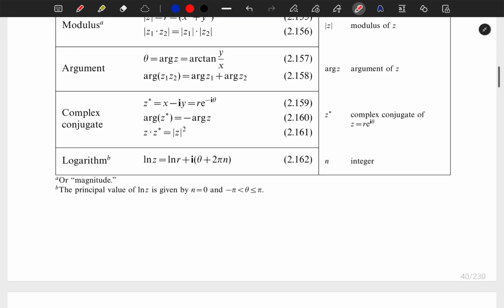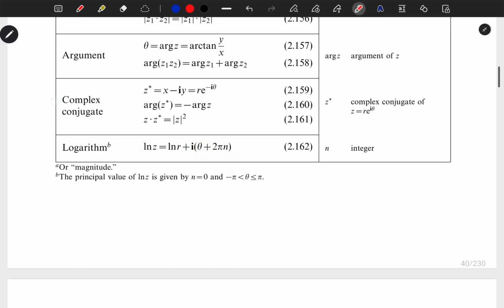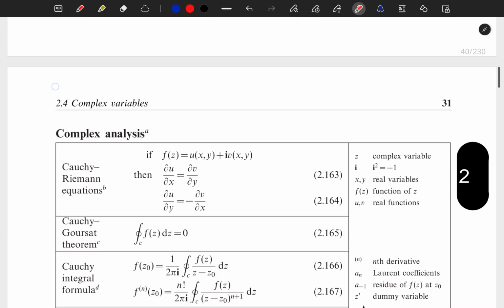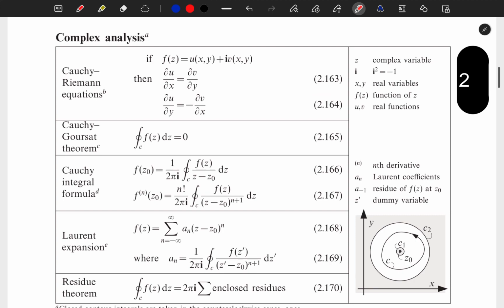So logarithm: ln z equal to ln r plus i theta plus 2 pi n. So for different n's we will have different values of theta, same z. Complex analysis, Cauchy-Riemann equation. So f(z) will be analytic when ux equal to vy and uy equal to minus vx. These two formulas.